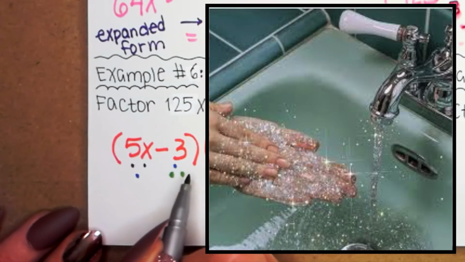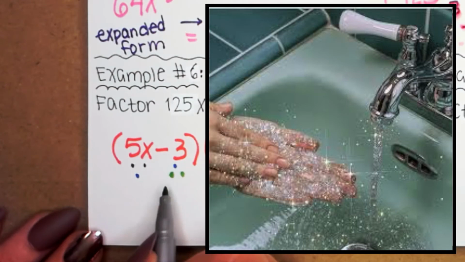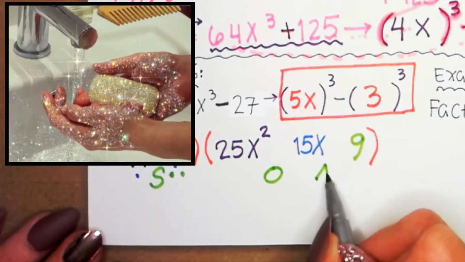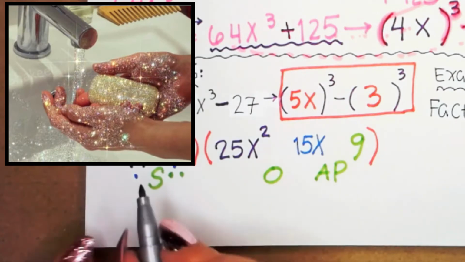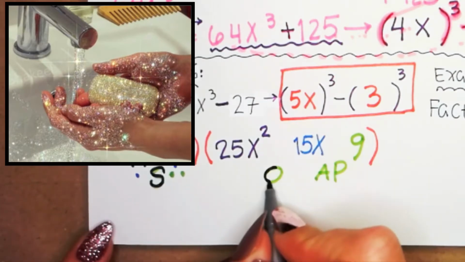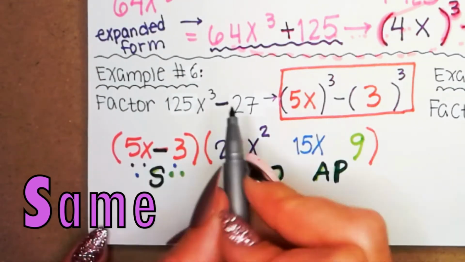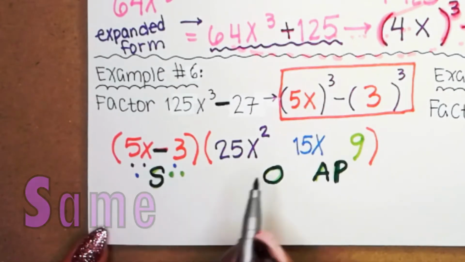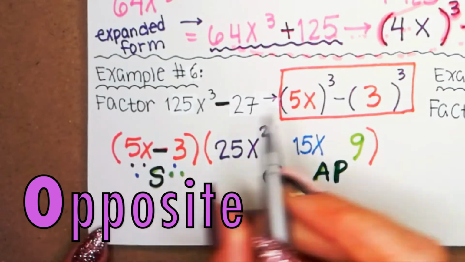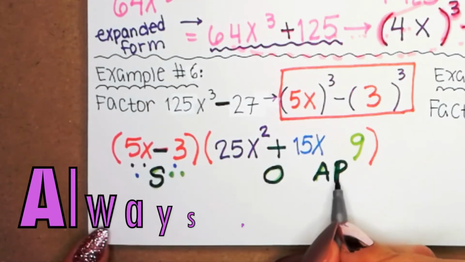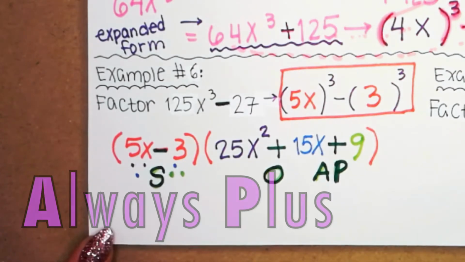So if we need to wash our hands to get rid of this fairy dust, this magic dust that's all over our hands, then we're going to wash our hands with soap. What the heck am I talking about? Well, soap is another mnemonic device. It stands for same sign as the original problem, opposite sign of the original problem, always plus. And that one's just always plus.